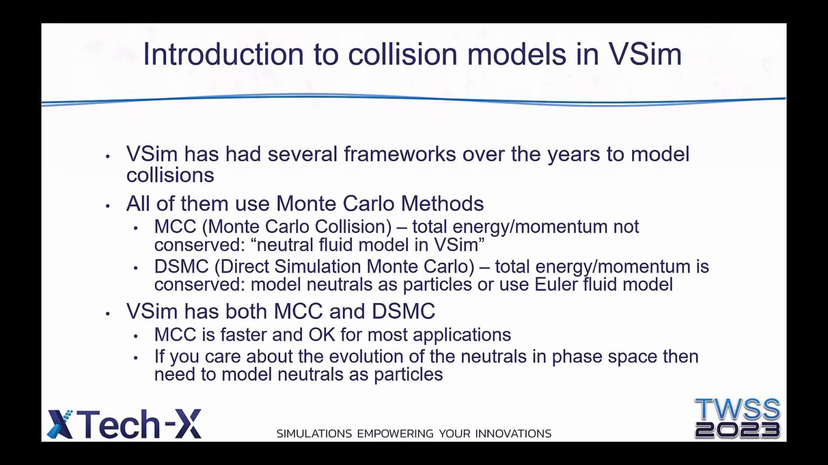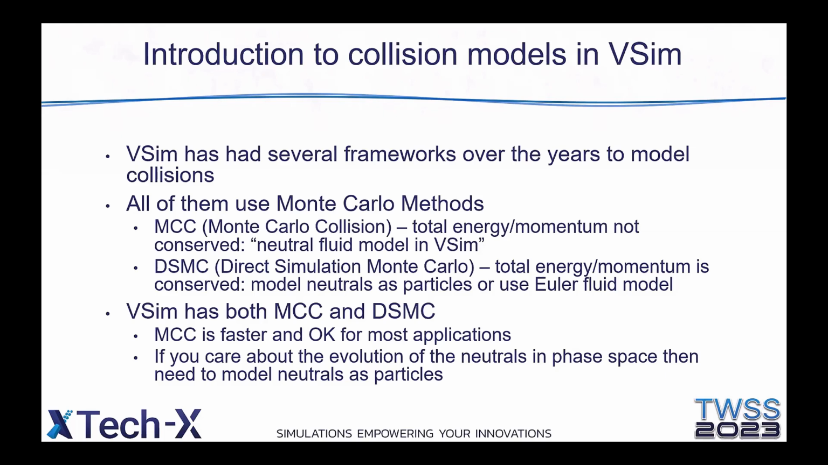VSim has several collision models that are currently implemented in the code. They all use Monte Carlo methods. And some of you may or may not be familiar with the two different Monte Carlo methods out there. One is called Monte Carlo collision, or MCC. In this model, the total energy and momentum is not conserved. And there's also DSMC, which stands for direct simulation Monte Carlo. And in this scheme, the total energy and momentum is conserved. And we have both of those in our code, so you get to choose.